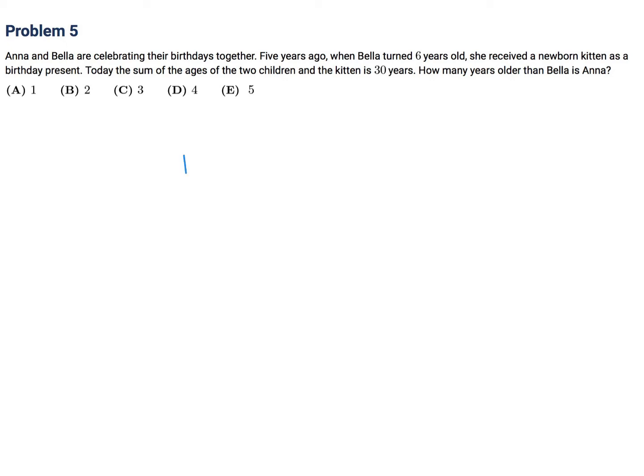Okay, so we have Bella, we have Anna, and we have this kitten. It says right here, 5 years ago when Bella turned 6. So if she was 6 5 years ago, then today she's 11. That's pretty straightforward. And then 5 years ago, she received a newborn kitten, so that means the kitten today is 5.